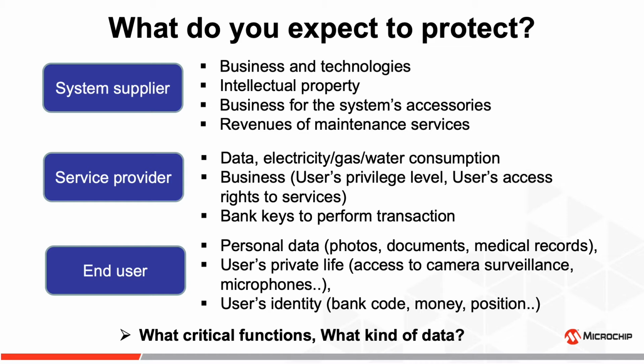At each level of the product ownership, you have different requirements for security. The system suppliers, the service providers, and the end users, each of these have different security concerns. The system supplier may be worried about the brand name or his intellectual property, whereas the service provider wants to guarantee the data that he collects is protected, correct, and hasn't been tampered with. End users, of course, are always concerned about their personal data as well as their identity and protection of their identity. This leads to what critical functions and what kinds of data do you want to protect.